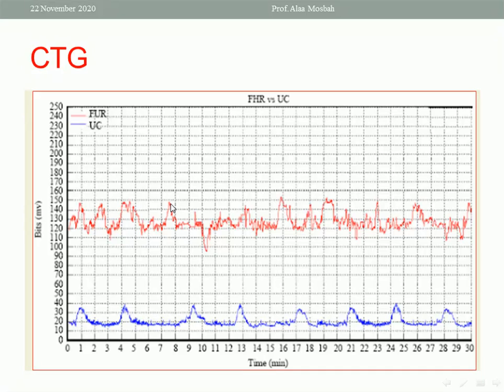By more than 15 beats per minute and greater than 15 seconds. We said the horizontal is the time. So more than 15 seconds and more than 15 beats per minute. Here it increased from the baseline, which is 130, up to reaching 145. So more than 15 beats per minute. This is called acceleration.